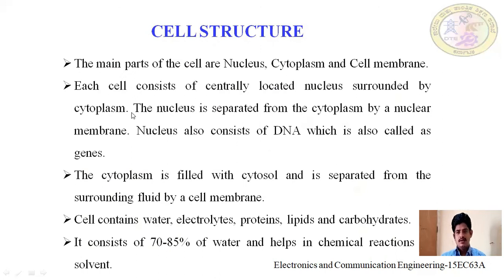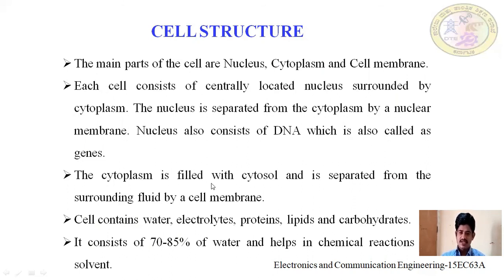So let's go through some terms and some explanation regarding the structure of the cell. The main parts of the cell are the nucleus, cytoplasm, and cell membrane. The nucleus defines its function. Then the cytoplasm is the body of the cell, and the cell membrane is the covering of the cell. Each cell consists of a centrally located nucleus surrounded by the cytoplasm. The nucleus is separated from the cytoplasm by a nuclear membrane. The nucleus also consists of DNA, which is also called genes. We have all heard about DNA and genes. Even that will be present in the nucleus.